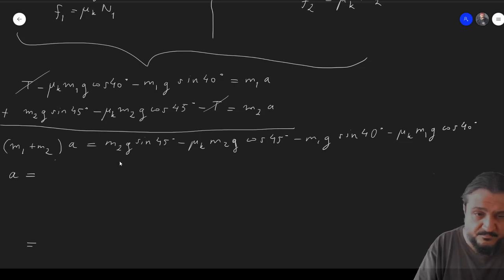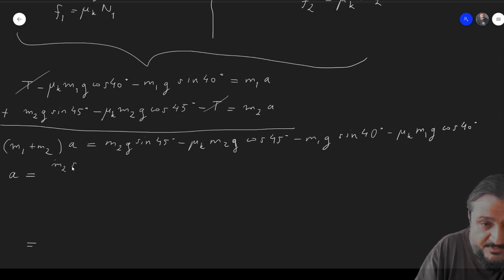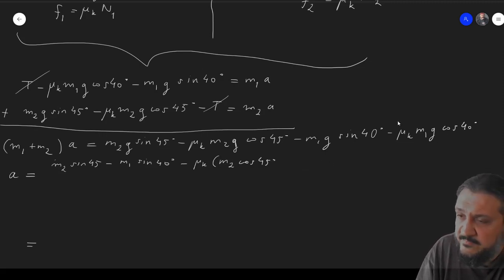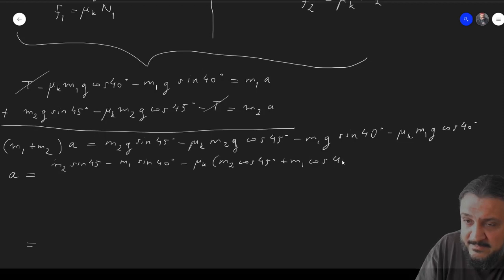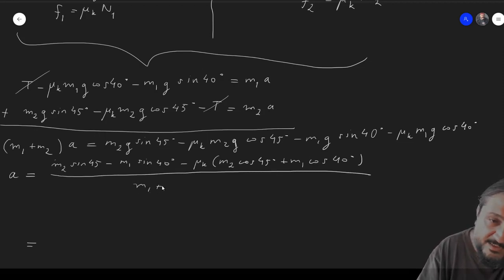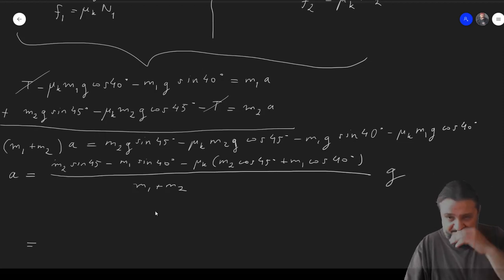So M2, we can factor g out if you will. So M2 sine 45 minus M1 sine 40, not 45, minus mu k, okay, M2 cosine 45, and here I have M1 cosine 40. Okay, you divide this by m1 plus m2 and then multiply by g. Okay, this is how you do it.